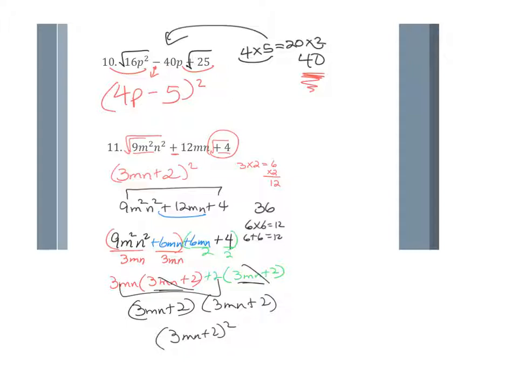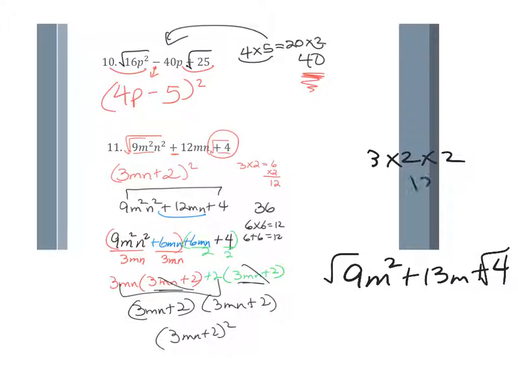So either way, if you're good at recognizing perfect squares, it definitely makes the process easier. You just square root the ends. But you have to confirm that it gives you the middle term. Like, let's just say it's 9m squared plus 13m plus 4. If you do the trick and you square root these, you're going to get 3 times 2 times 2, which is 12, but you were trying to make 13.